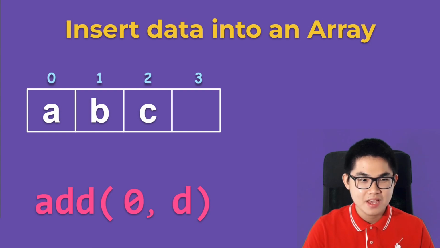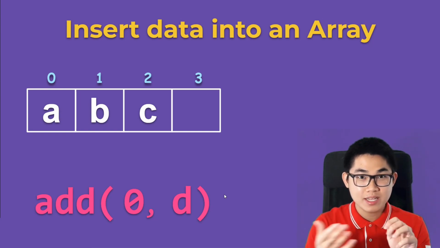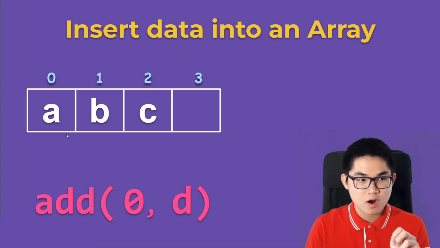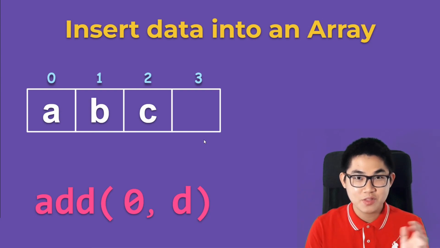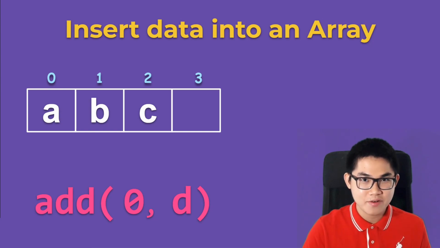Let's see. There are 3 letters inside the array, so the size is 3. How about the length of the array? You can see that there are 4 squares, so the length of the array is 4. And because 3 is less than 4, we know that there's still enough space inside the array.